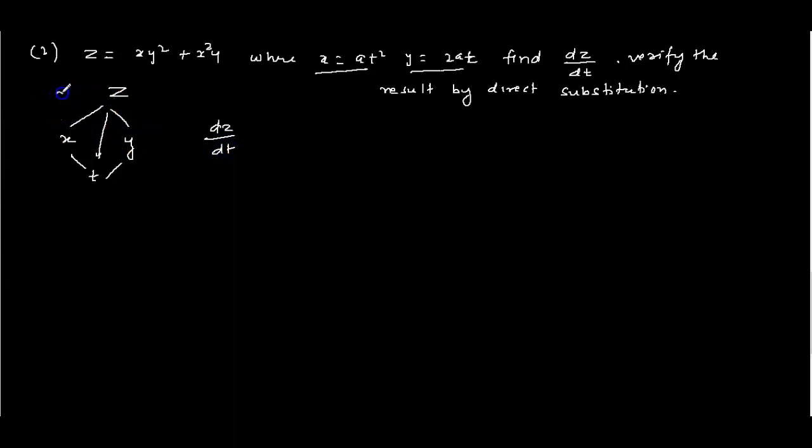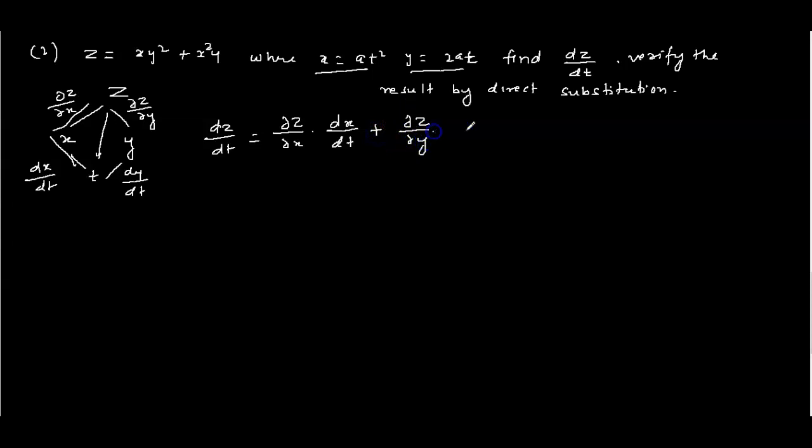Whenever two variables are given, we use partial differentiation, and the direct dependence is there: dx by dt and dy by dt. So z to t directly we want to go here. We can go either by this way or this way. So we can write del z by del x into dx by dt plus del z by del y into dy by dt. Del z by del x here is with respect to x, so y square is constant here, x is 1, and this one is 2xy.